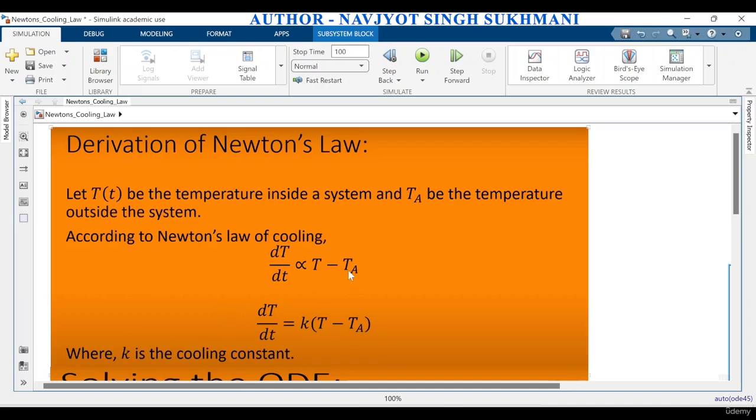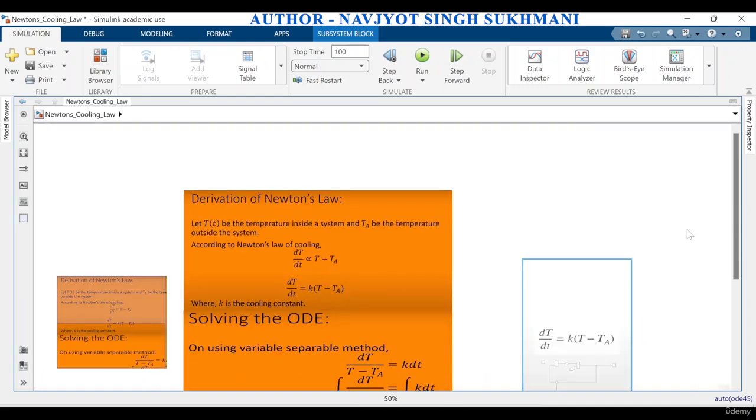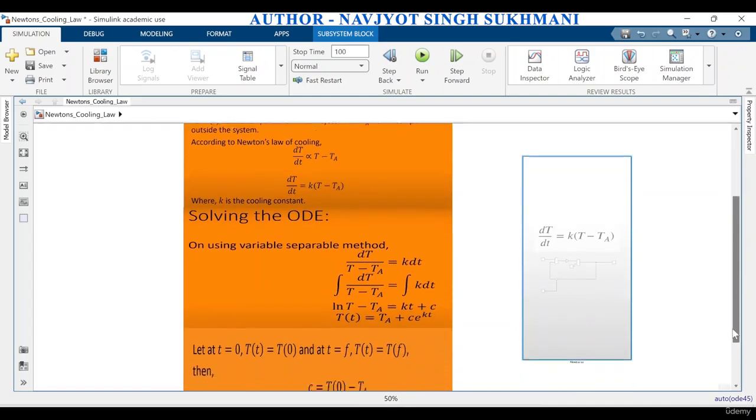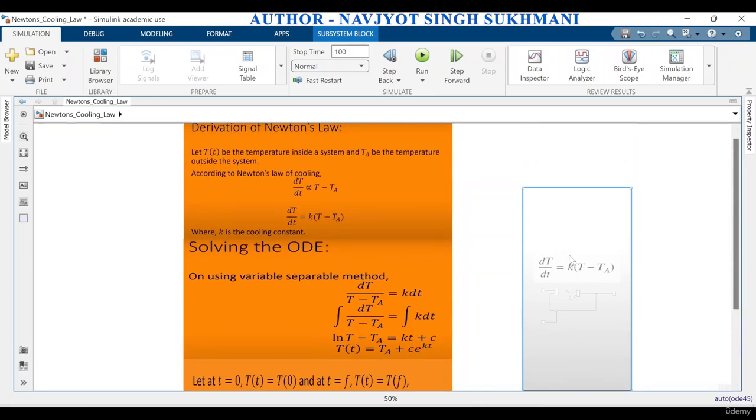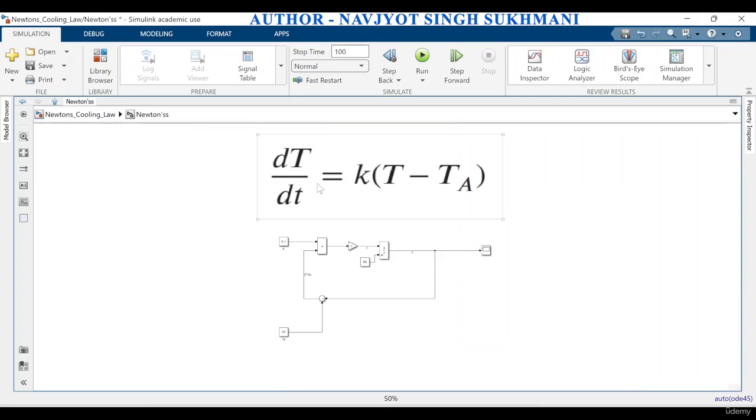So this is a derived equation. If you want to see more derivations, you can go through how it works. This is simply solving the equation with first or second order differentiation. Now we can implement this equation, dT by dt is equal to k into (T minus Ta): when the body is cooling, the rate of cooling is proportional to the body temperature minus the surrounding temperature.